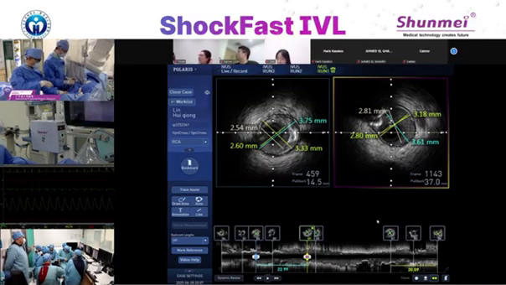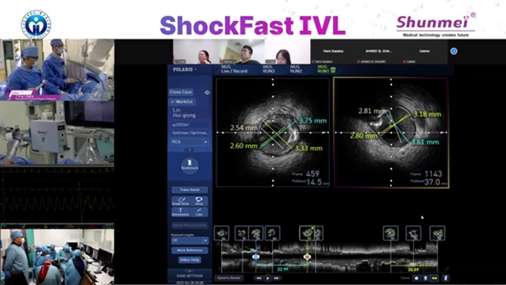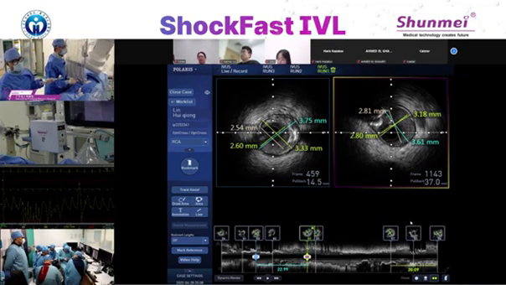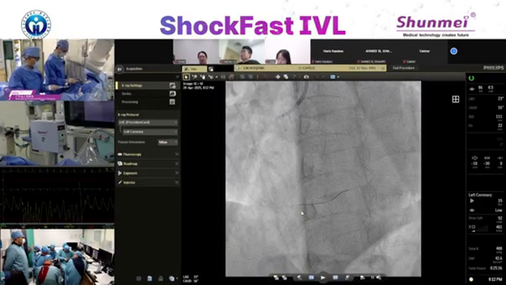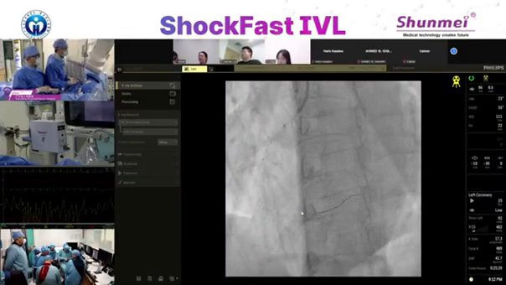According to my measurement of IVUS by my friend Dr. Hu, I'm going to pick up a 2.75 by 24 stent for the distal segment. But before this, I'm going to post-dilate the proximal stent with the 3.0 NC balloon. That's a brand new one.